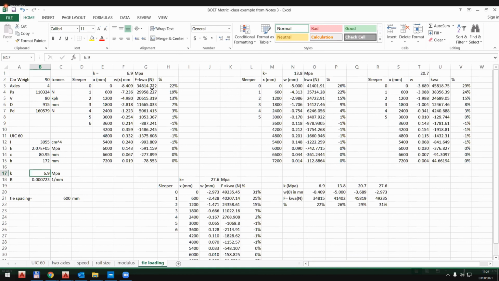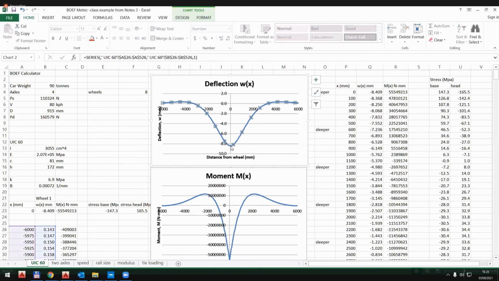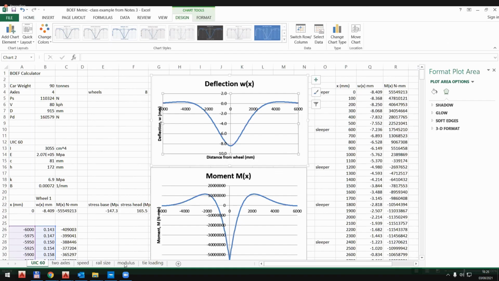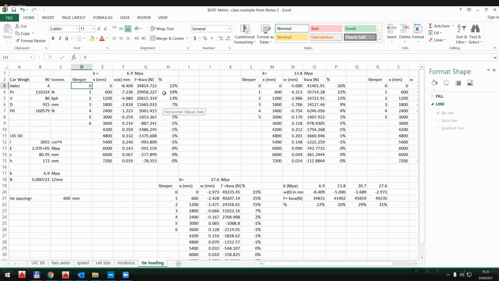So remember, the total dynamic load applied on a single wheel was 160 kilonewtons. The sleeper directly under the wheel, the sleeper that's right over here, gets 35 kilonewtons, or 22% of the load.